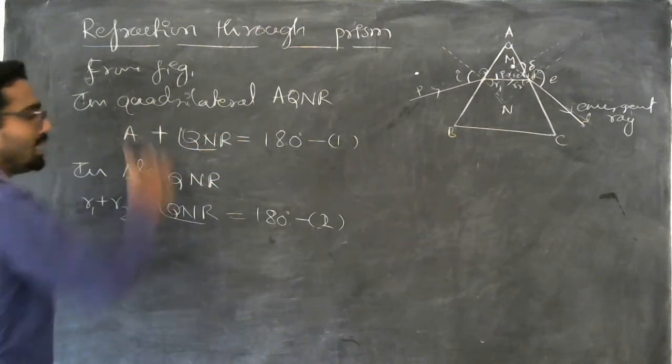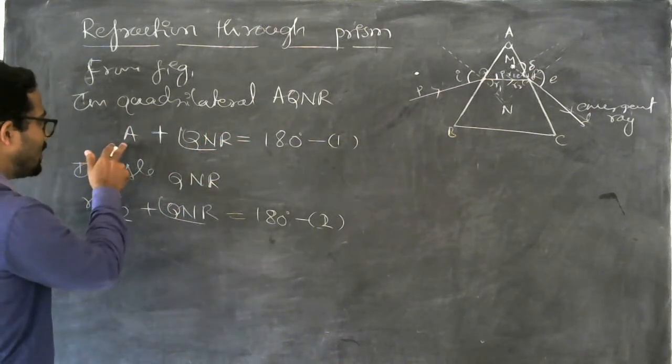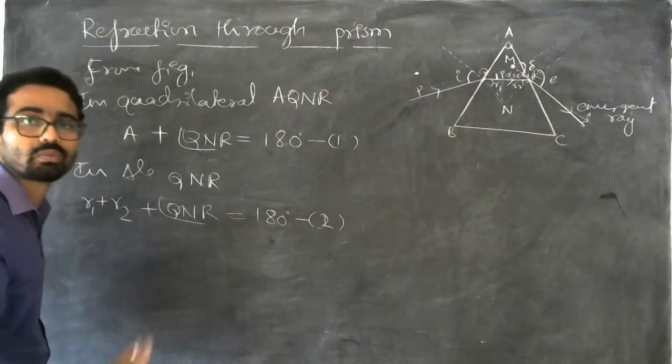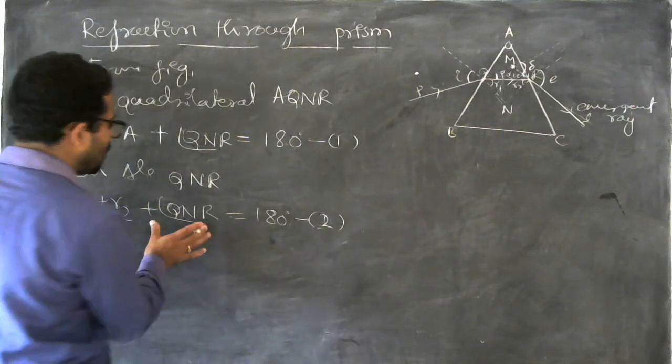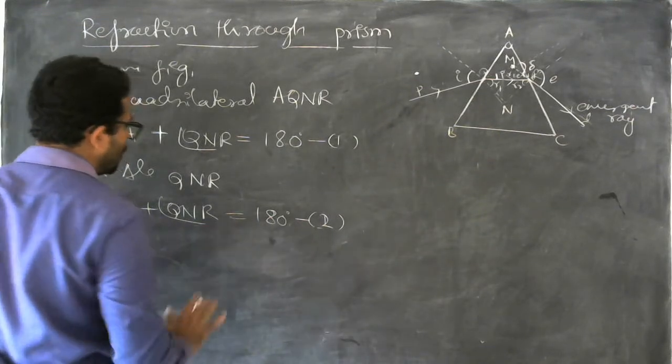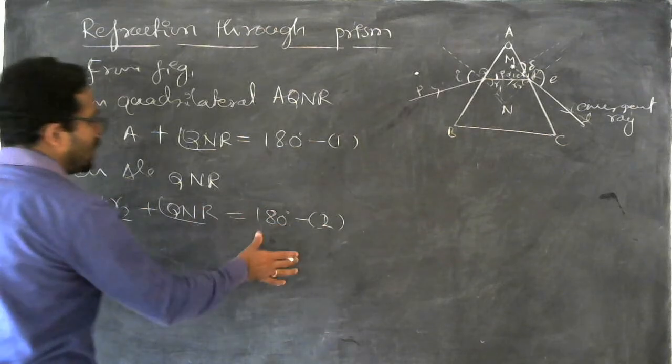You can equate these three equations. That's why you will get A is equal to R1 plus R2. Hope you understood? Take the Q and R here.